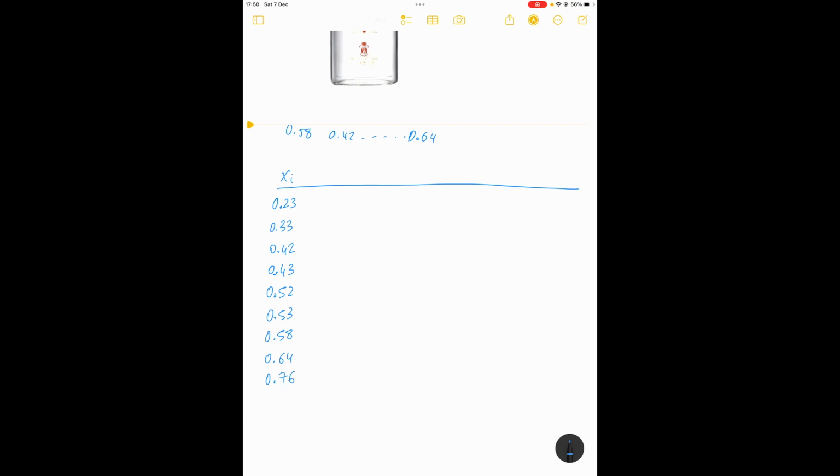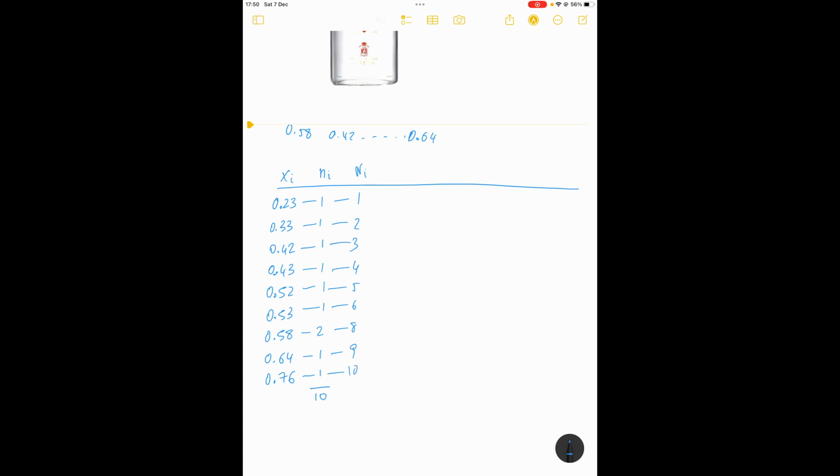Now, what are the frequencies? The absolute frequencies of all these are 1, except for the 0.58, which is 2. The rest are all 1. Total of 10 numbers. Cumulative frequencies, so you have to add as you go down: 1 plus 1, 2, 3, 4, 5, 6, 8, 9, 10.